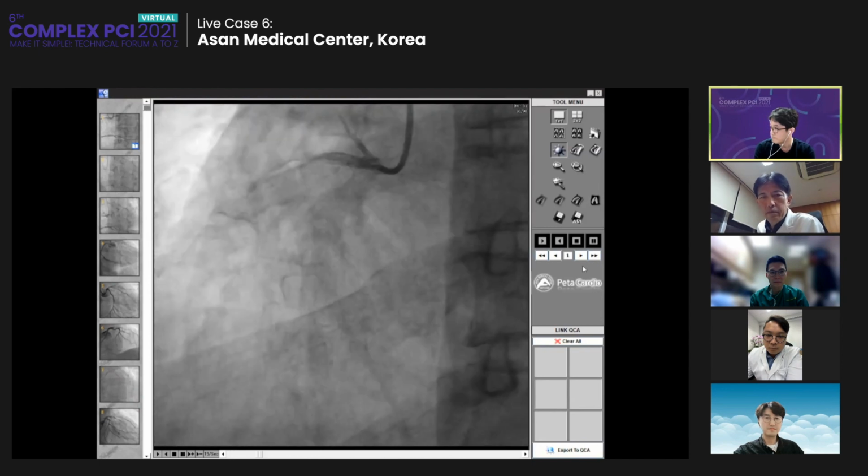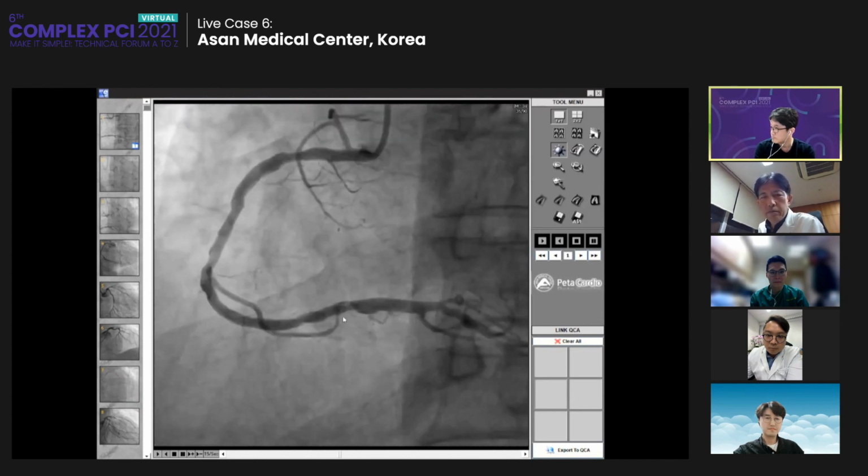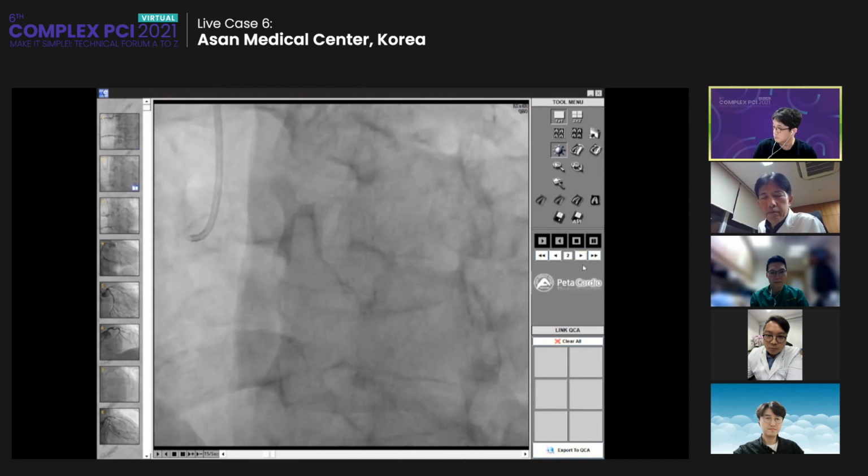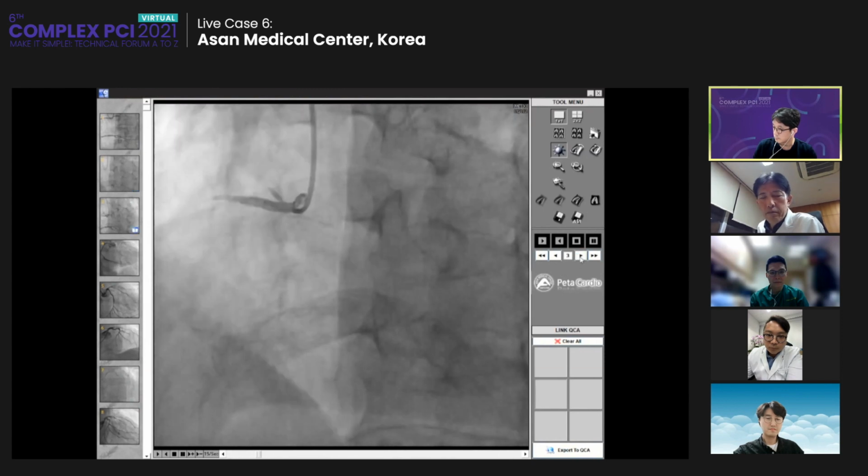So we got the angiogram of the previous session from another hospital, and you can see that this is a diagnostic angiogram, the JR.